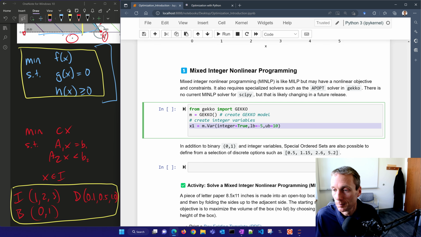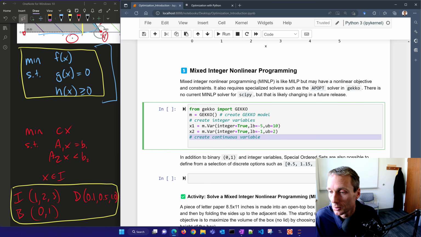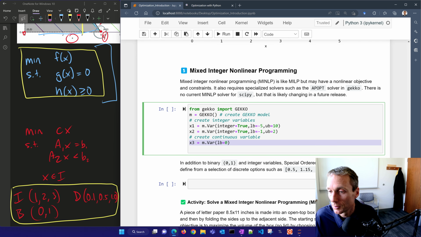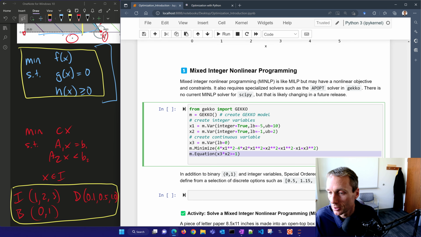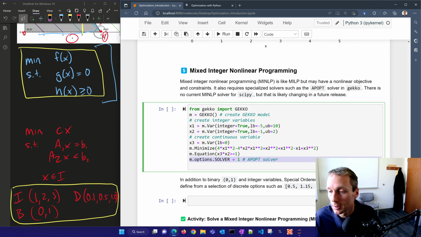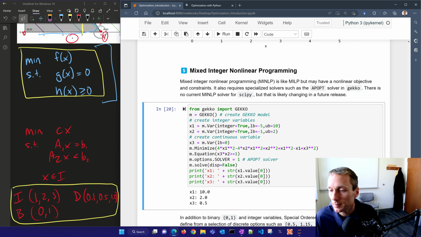We're going to create some integer values. This is going to be x1 and x2. We'll create different bounds for those. And we'll also create a continuous variable x3. There's our objective function to minimize, an inequality constraint, and also our solver. There are the values. We can see that these are going to be integer values, and then this final one right here is continuous.